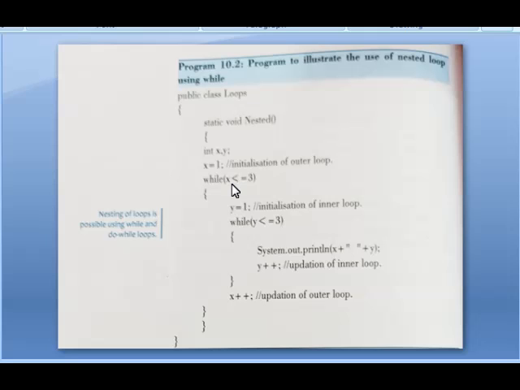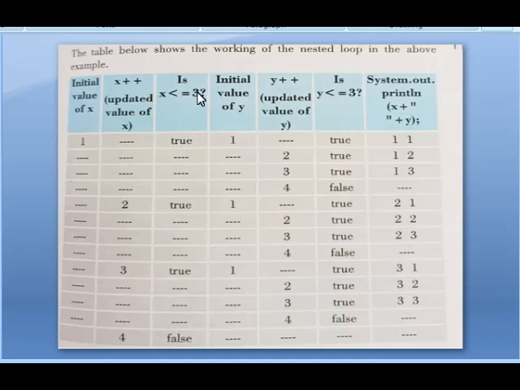2 is less than or equal to 3. The condition is true. Again the y value becomes 1 and the loop will execute 3 times. Okay, this is the nested loop by using while statement. Nesting of loop is possible while using while and do while loops. Here the table shows the step-by-step process of that program.